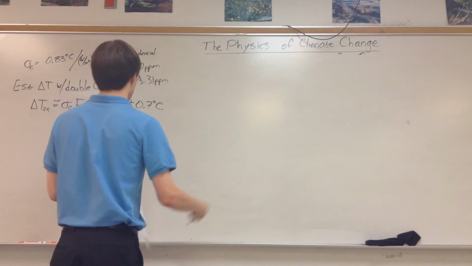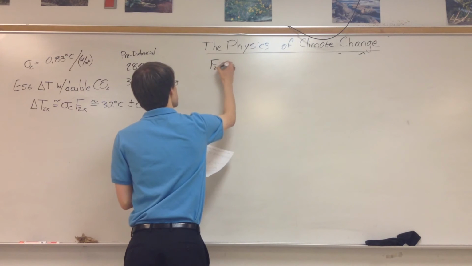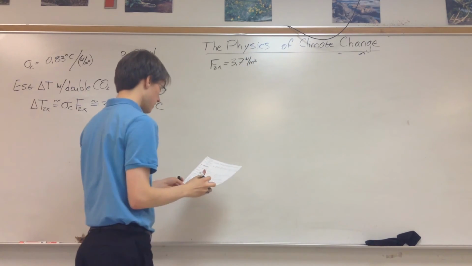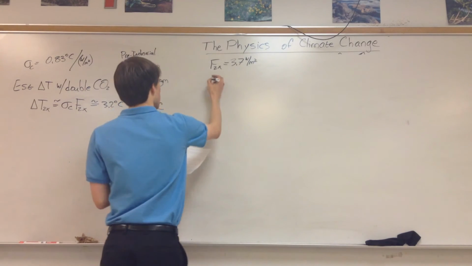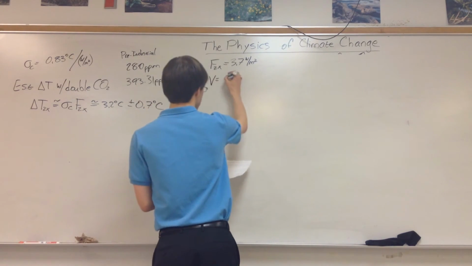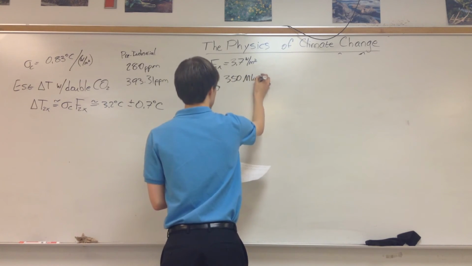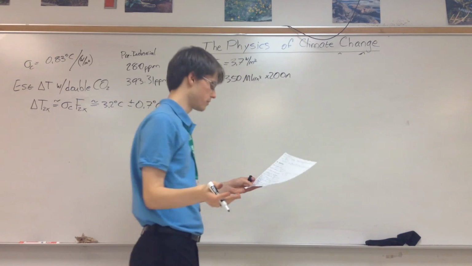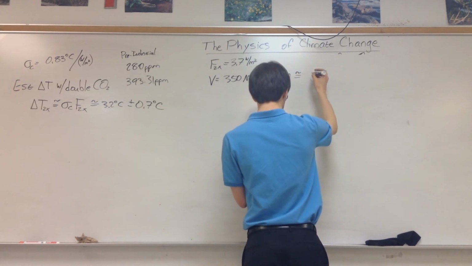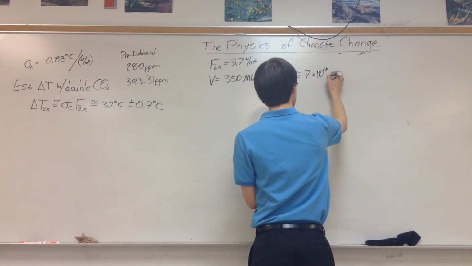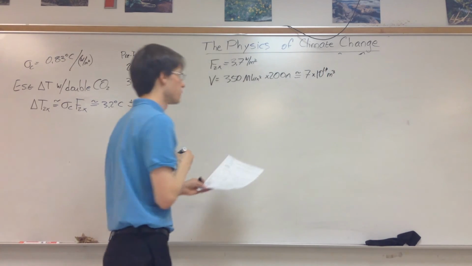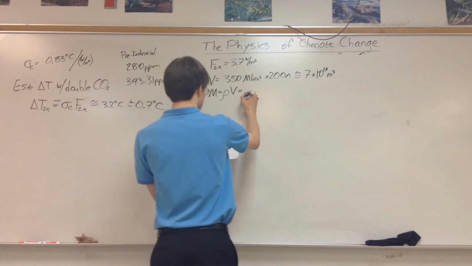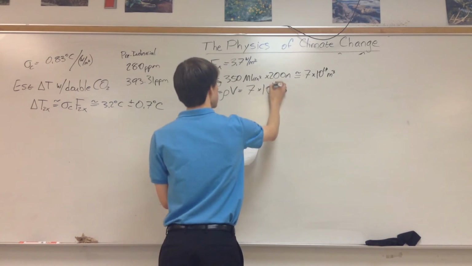So we know from previous calculations that the forcing as a result of doubling the CO2 in the atmosphere is equal to 3.7 watts per square meter. The volume of the Earth's oceans is going to be the surface area of the ocean, which is about 350 megakilometers squared, times, let's say, the average depth of the ocean is 200 meters. And this gives us about 7 times 10 to the 16th cubic meters of ocean, which we can use to calculate the mass because we know the density of water. Mass is equal to density times volume, and we get the mass of the Earth's oceans is 7 times 10 to the 19th kilograms.